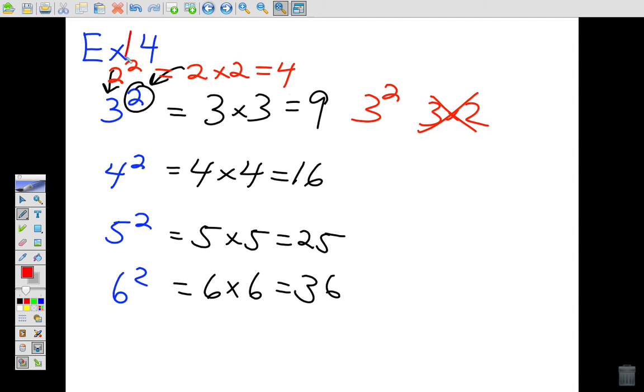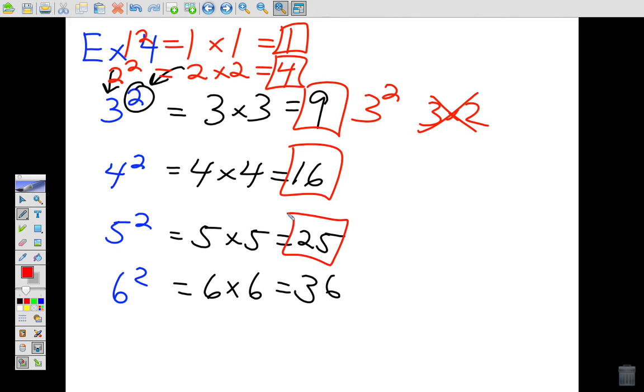I'm going to add a 1 squared, which means 1 times 1, which is 1. Now all these answers, I'm going to put a square around them, all these answers, and if I were to continue doing this, all these answers right here are what we call perfect squares.